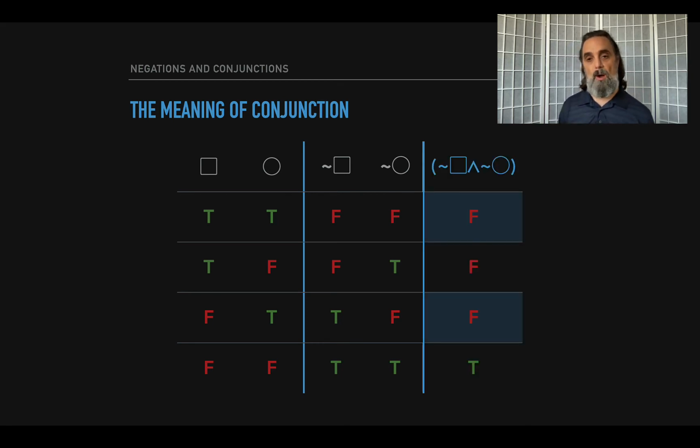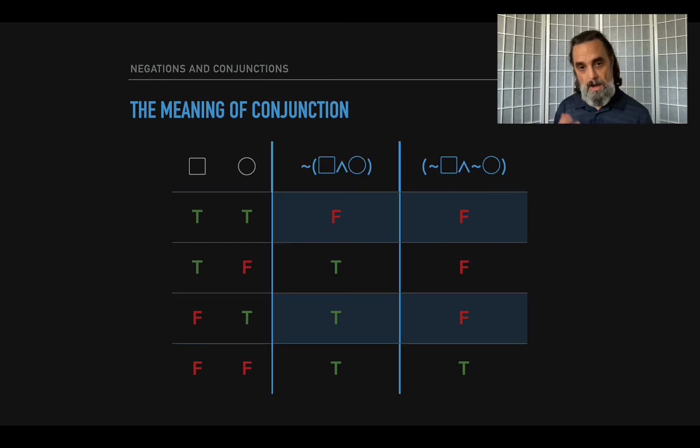And so then if we think about not box and not circle, that's a conjunction. It's a conjunction of not box with not circle. And so the only way for not box and not circle to be true is for both of the negations to be true. And that happens only on the bottom row. Otherwise, at least one of the negations is false, and in that case, the conjunction is false as well.